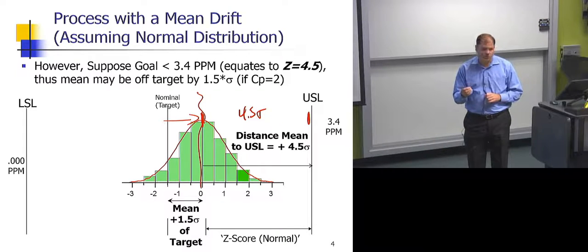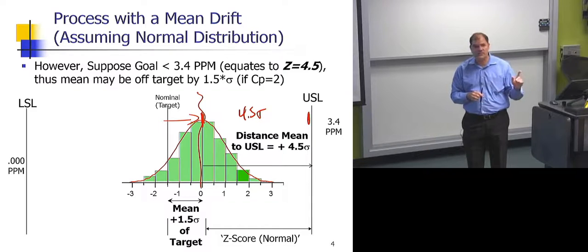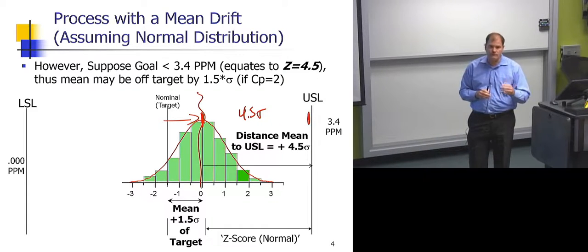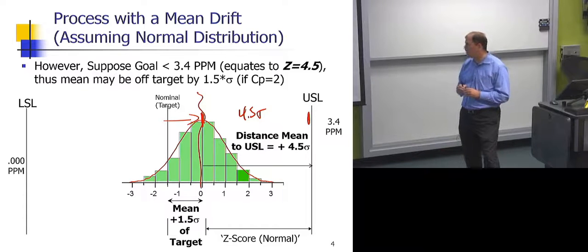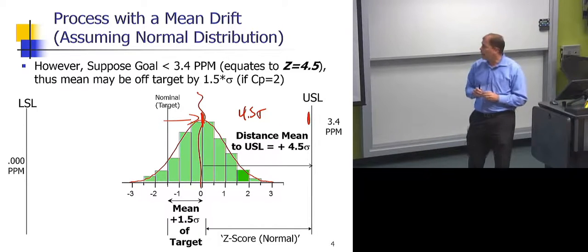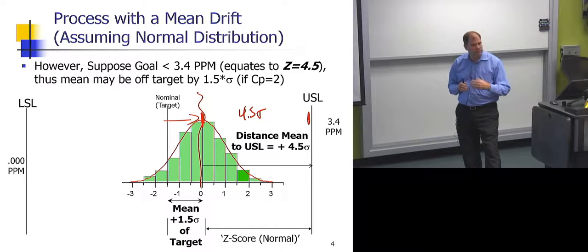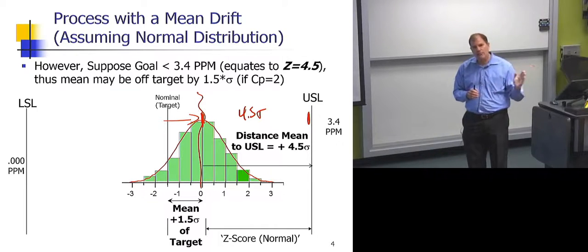And if your z value is 4.5 and you go to a normal probability table, that equates to 3.4 per million. If you go back in class, I gave you a normal probability table. Look up a z-score of 4.5. A z-score of 4.5 is equivalent to 3.4 per million. And what he is saying, which is really quite logical, is that my mean is going to drift. And if I can get a Cp of 2, I can allow my mean drift to be all the way up to 1.5 sigma, and I'll still have good enough control where I'll only get 3.4 per million.